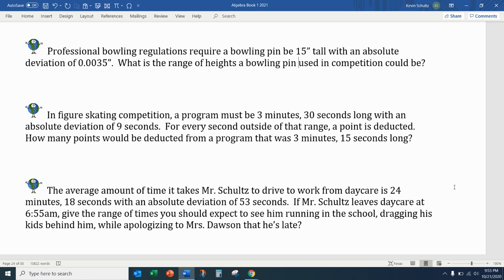For every second outside of that range, a point is deducted. They say, nope, you are too short, we're taking points off. Or, nope, that went too long, we are taking points off. So how many points would be deducted from a program that was 3 minutes and 15 seconds long? Outside of that absolute deviation range.